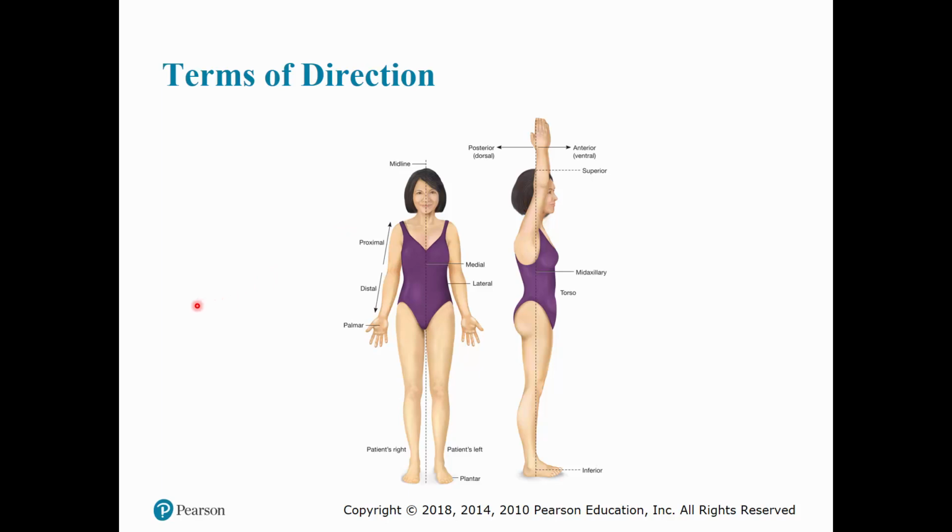We also have terms of direction that we may use. Terms such as anterior, which means towards the front. So we're talking on the front side of the body. Whereas posterior or dorsal, think of a dorsal fin on a shark, means on the back, posterior side. Medial, that means towards the midline. Whereas lateral means away from the midline.